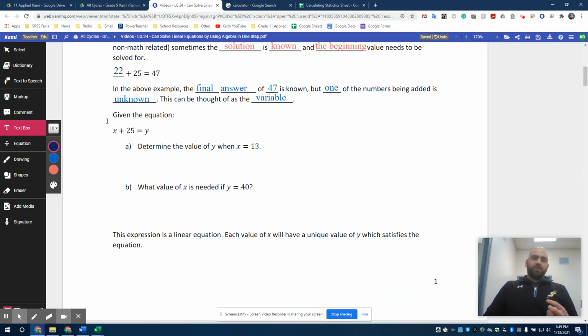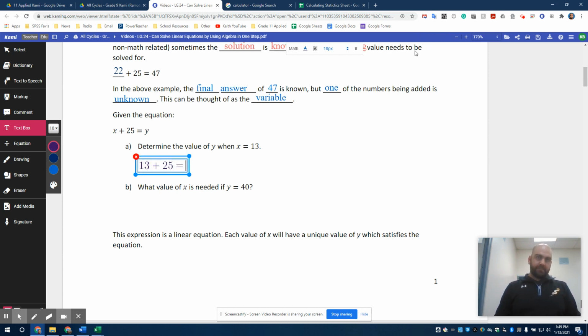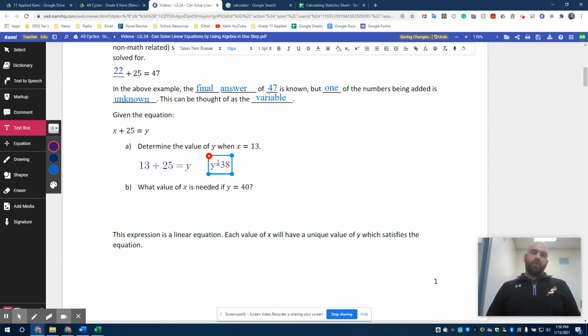If we're given the equation to determine the value of y when x is 13, again, this goes back to linear equations. What we would do is plug 13 in for x. So this would be 13 plus 25 is equal to y, and we could figure out what y was. In this case, it would be 38 because we add the two together. So y equals 38, and that's a pair. We know that when x is 13, y has to be 38.